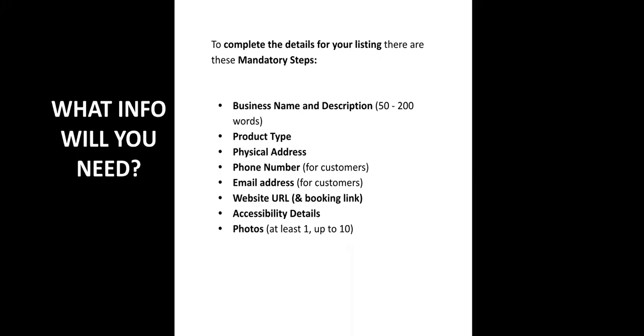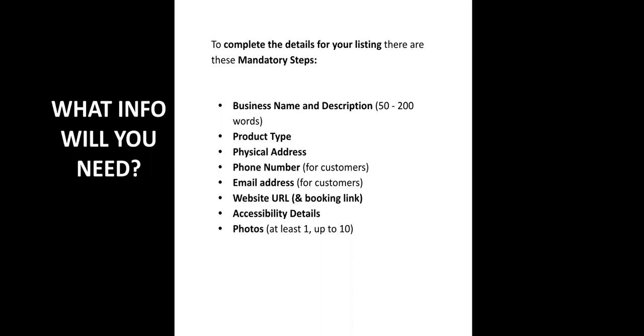What you need to include is your business name and the description, so about 50 to 200 words, the product type, your physical address, and other business details like your phone number and your email address. It's important to note when you put in these contact details that they're the details for your customers, for them to contact you directly, your website URL and a booking link.